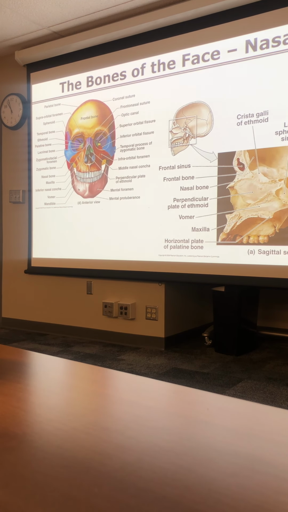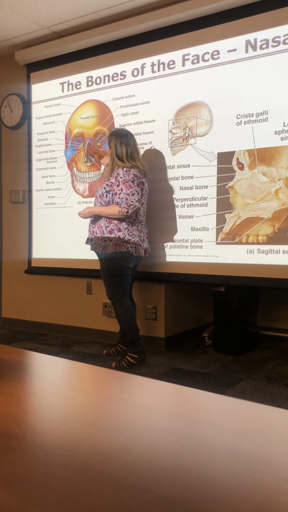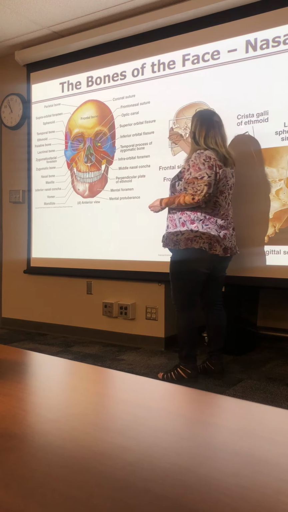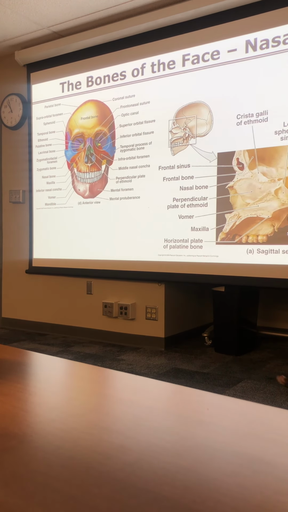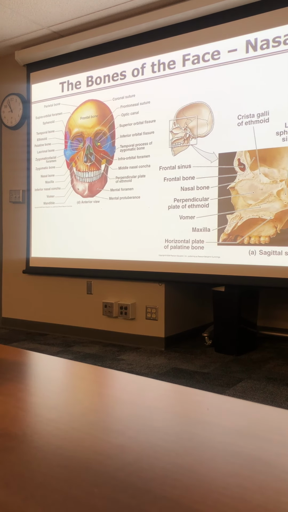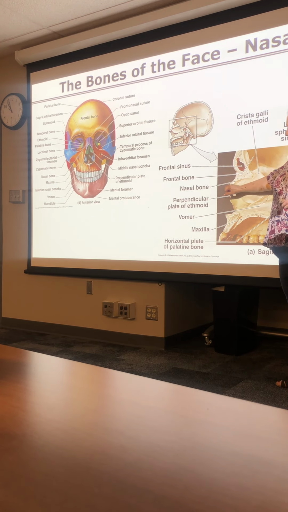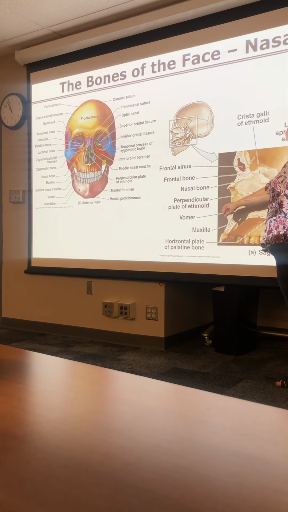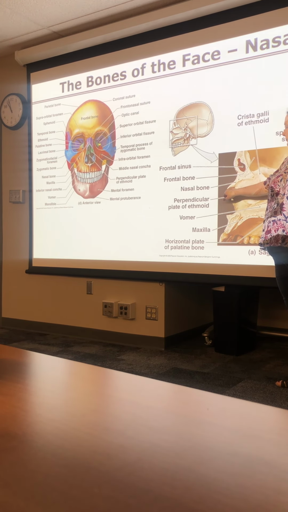Next are the nasal bones. The 2 nasal bones, seen here and here. Not real exciting, except for the fact that hanging off the inferior margin of these bones is going to be the flexible portion of the nose. So that hyaline cartilage that makes up the flexible portion of your nose is going to hang off the inferior margin here.